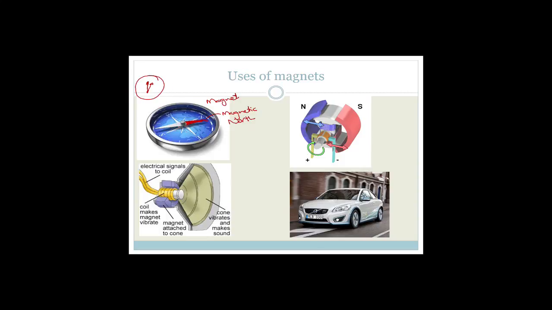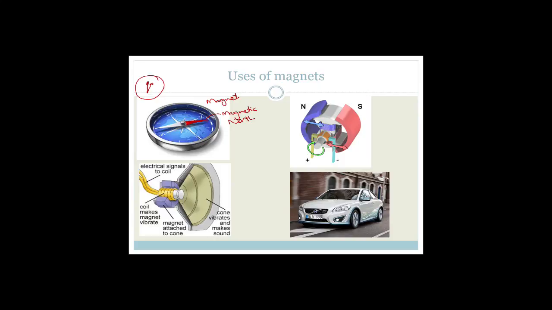They're also used for things like the speakers in your headphones or in the amplifiers of your hi-fi sets. What happens is there is a coil that makes the magnet vibrate, and the magnet is attached to a cone, literally a cone, which then vibrates. And as it vibrates, it makes sound. Imagine this as almost like the pedal of a drum, where every time the magnet vibrates, it causes the pedal of the drum to go dush, dush, dush. And then that causes the cone to move, which then makes the sound.